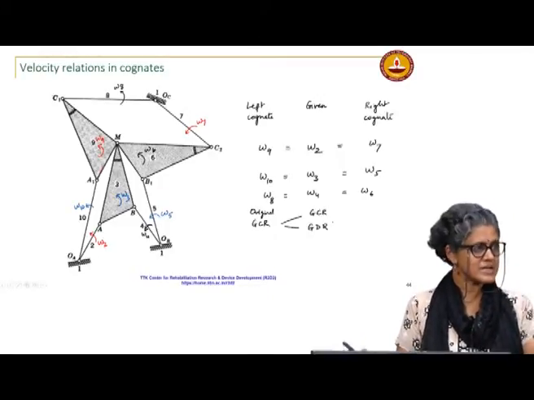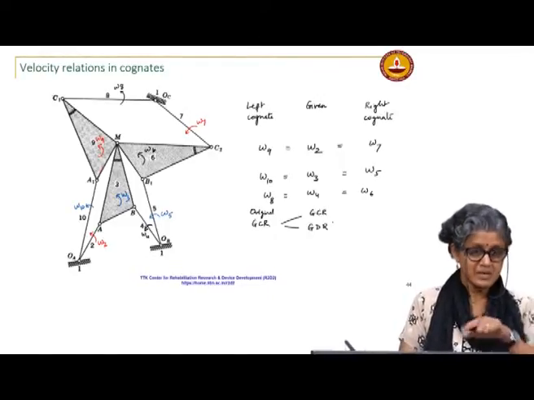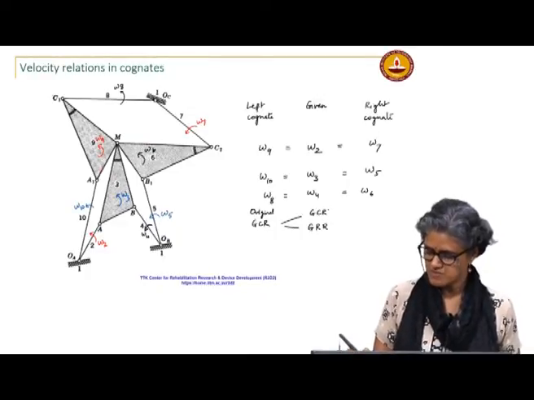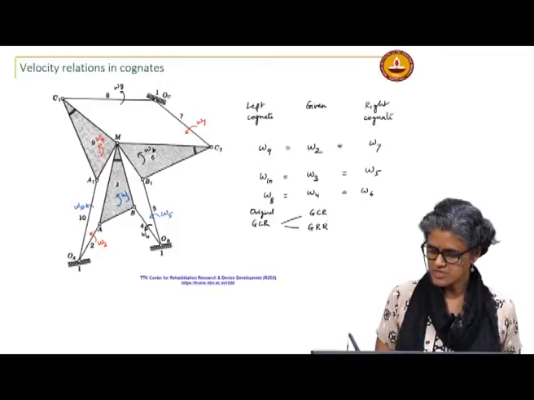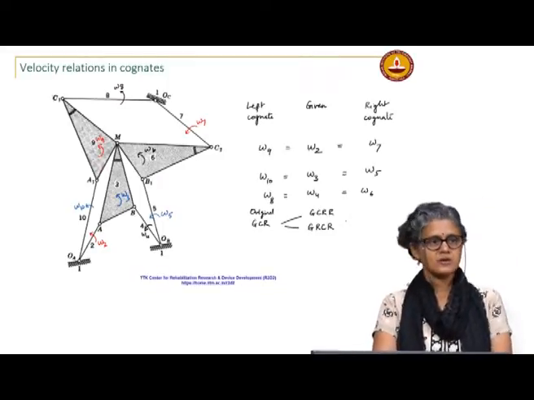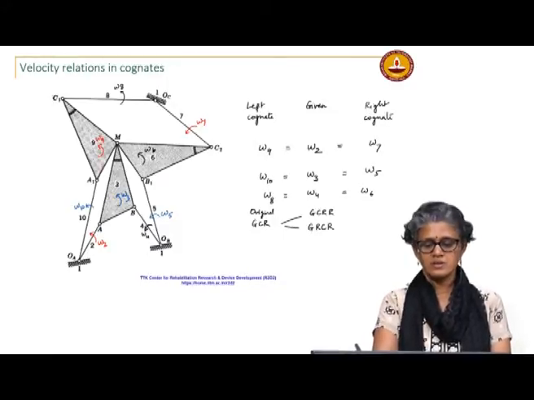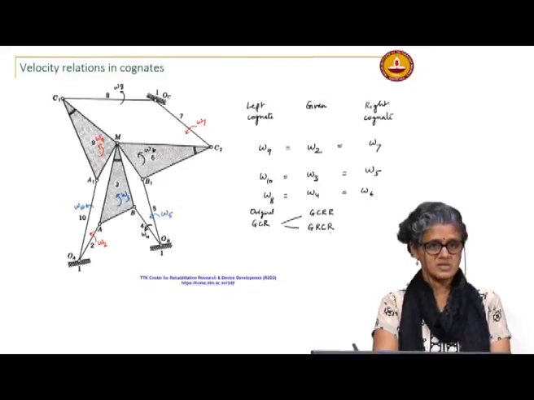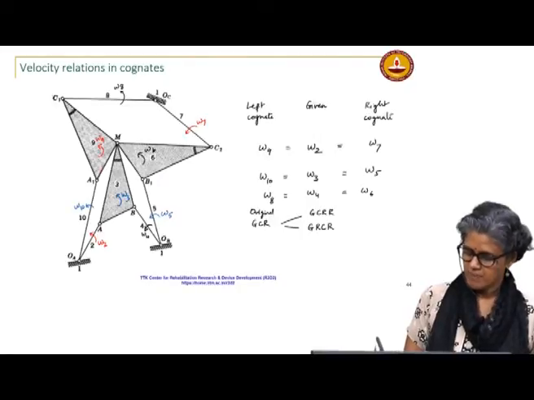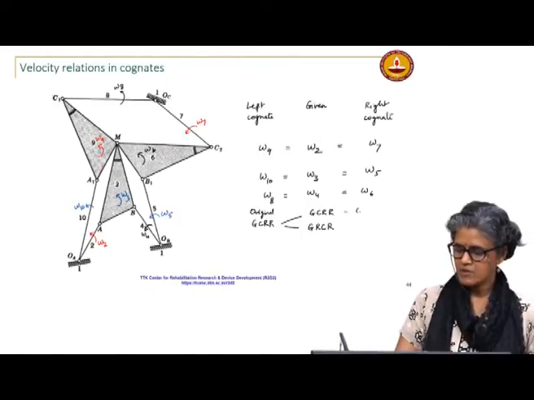So, it will also have one link that makes a complete rotation, but it will be the coupler link. When I say Grashof double rocker, I should just use the previous notation, GRCR: rocker, the coupler is the crank that makes the full rotation, rocker. So, this will be cognate 1, cognate 2.